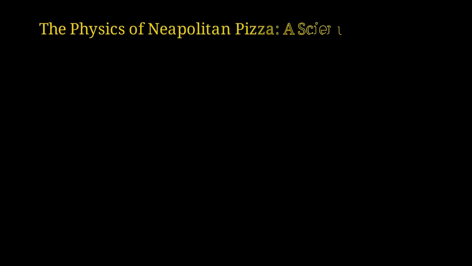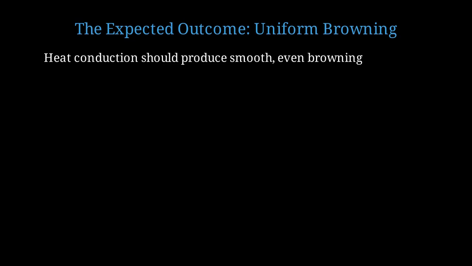Welcome to this scientific lecture on one of the most fascinating problems in thermophysics and baking science, the mystery of Neapolitan pizza browning. Let me start with what we expect to happen. When you place pizza dough in a very hot oven, basic physics tells us the browning should be relatively uniform. According to classical heat transfer theory, conduction through the dough should produce smooth, gradual browning across the entire surface.